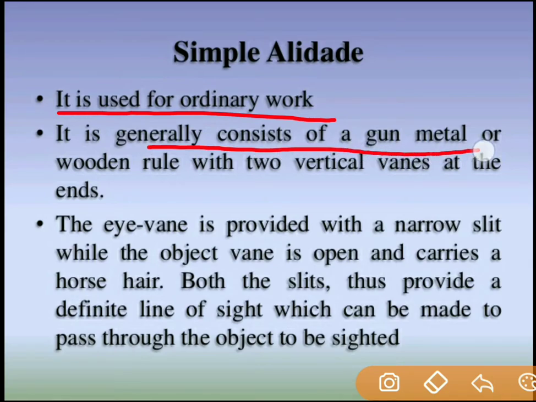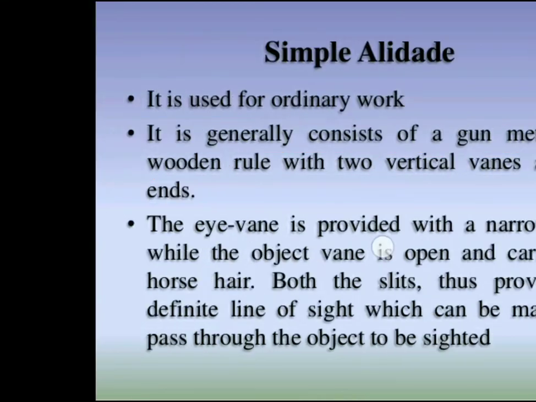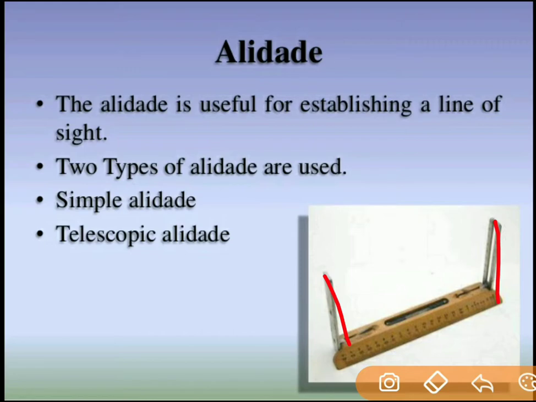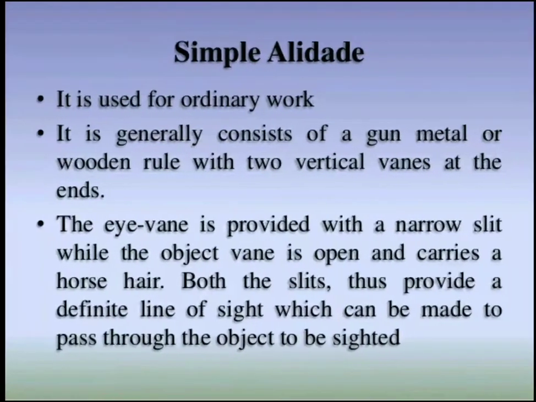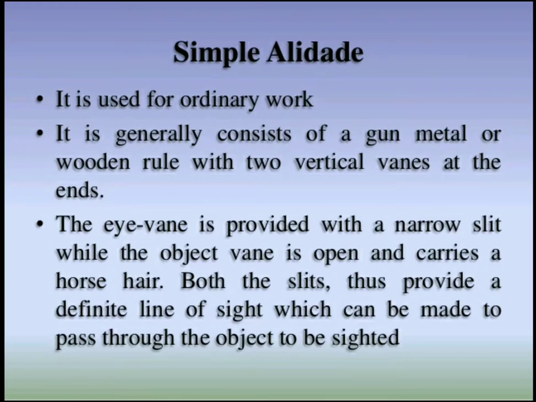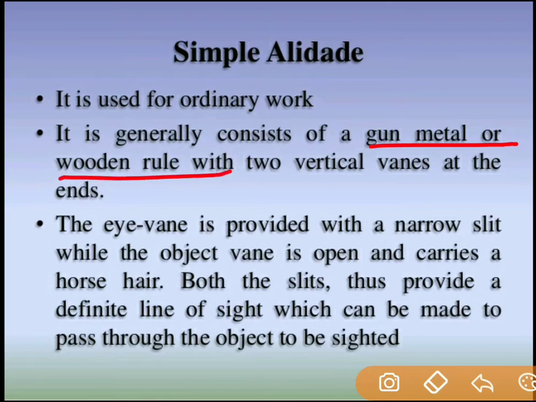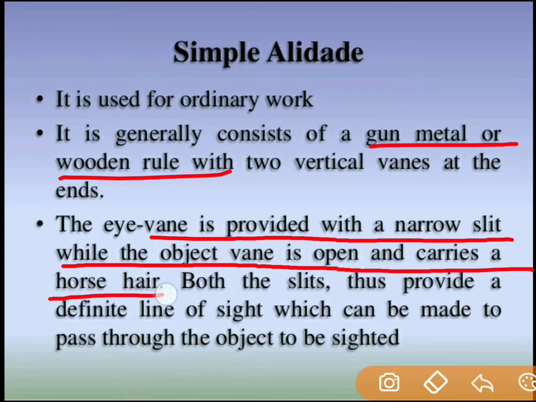It generally consists of a gunmetal or wooden rule with two vertical vanes at the ends. Here we have two vertical vanes. It may be a metal one or a wooden rule. The eye vane is provided with a narrow slit, while the object vane is open and carries crosshairs. We can observe this in the figure.